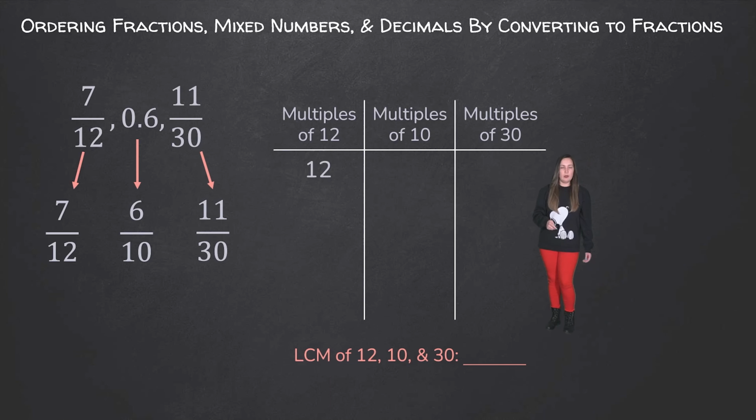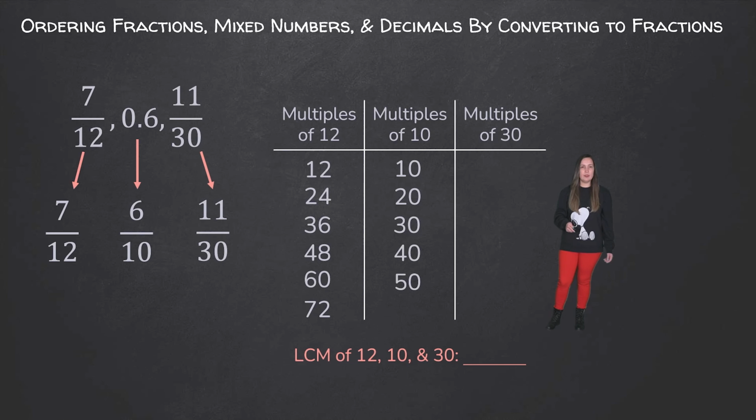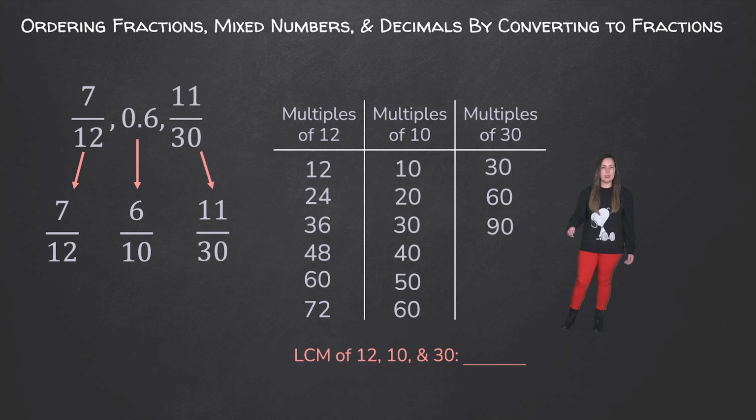Our multiples of 12 are 12, 24, 36, 48, 60, 72, and so forth. Our multiples of 10 are 10, 20, 30, 40, 50, 60, and so forth. Our multiples of 30 are 30, 60, 90, 120, 150, 180, and so forth. Now, the smallest common multiple that they have is 60, which makes that our least common multiple.